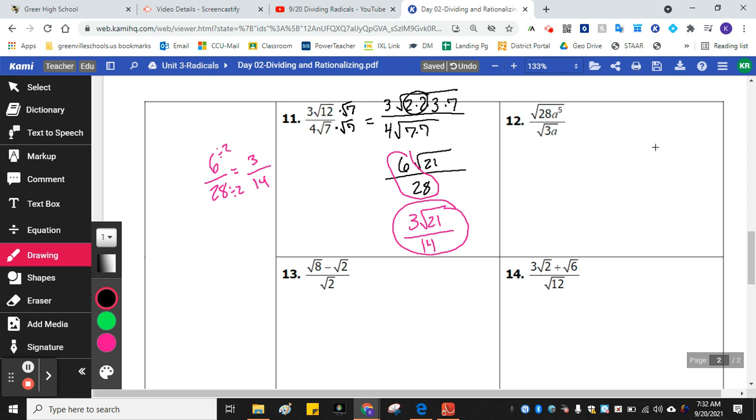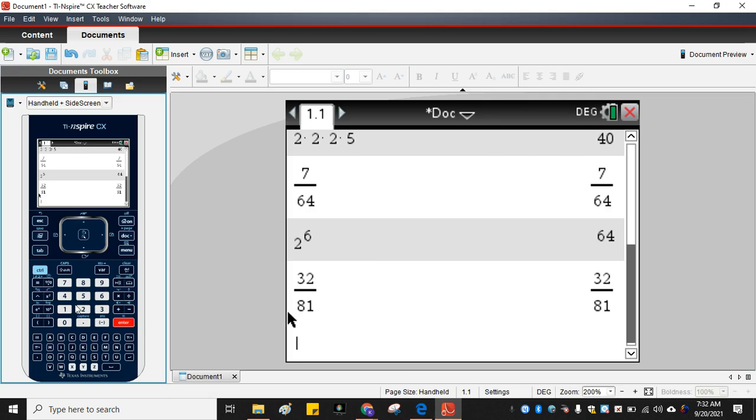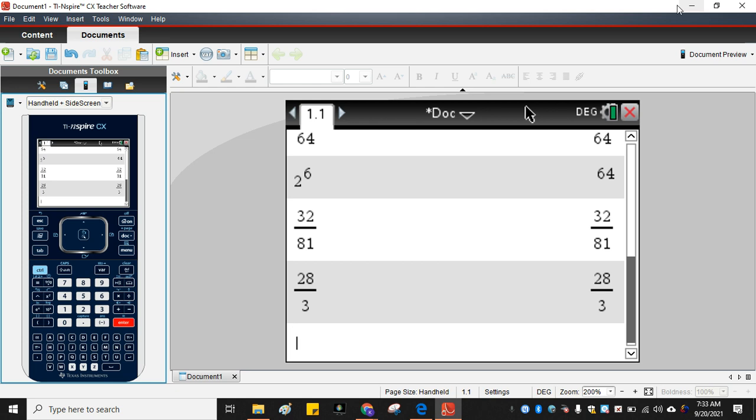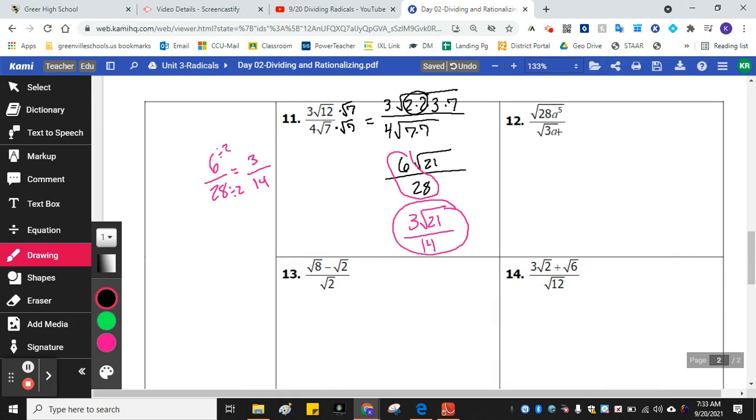There's your answer. All right, next one. Is 3 divisible by 28? I think so. 28. Is 28 divisible by 3? Okay, no, it's not. All right. A to the 5th over A to the 5. That can reduce. So I'm going to do 28 over square root of 3.